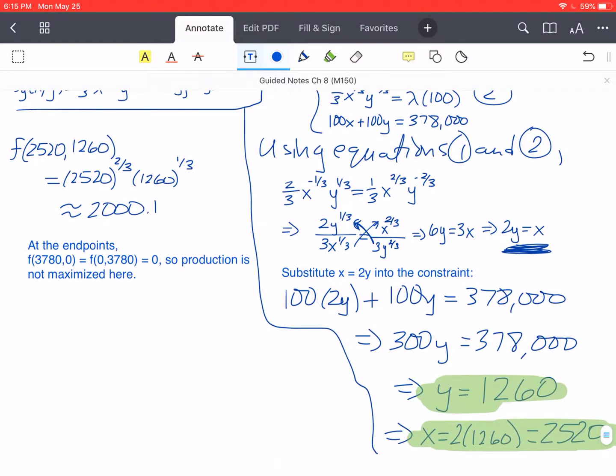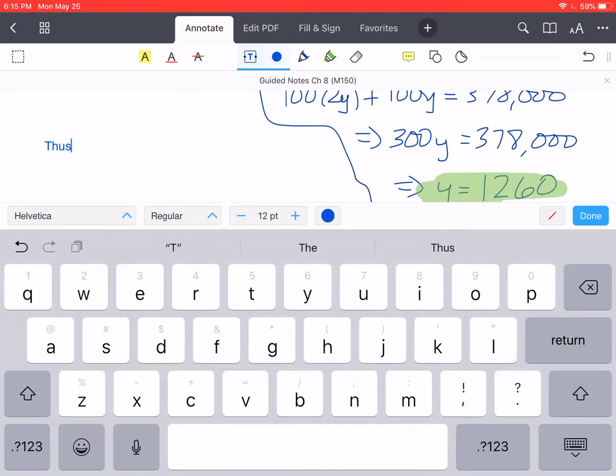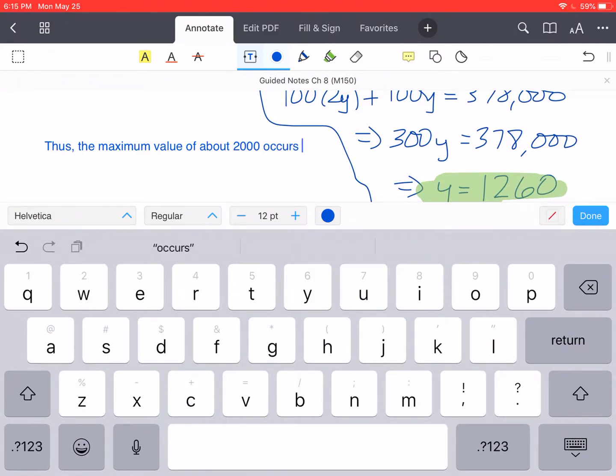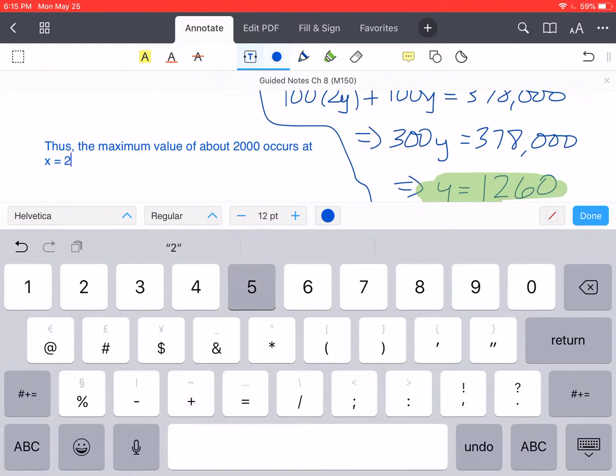Okay, so we can't have maximum production at the endpoints. Therefore, this has to be the maximum production value, because it certainly can't be at the endpoints. So, thus, the maximum value of about 2,000 occurs at x equals 2520 and y equals 1,260.